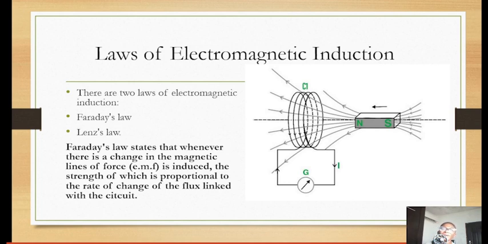Laws of electromagnetic induction. There are 2 laws of electromagnetic induction. We have Faraday's law and we have Lenz's law. Faraday's law says that whenever there is a change in the magnetic lines of force, EMF is induced, the strength of which is proportional to the rate of change of the flux linked with the circuit. So that's Faraday's law.